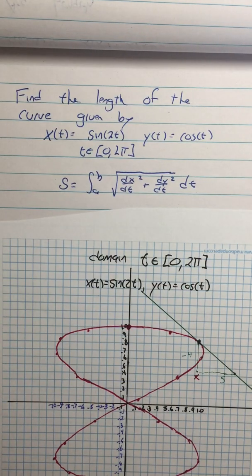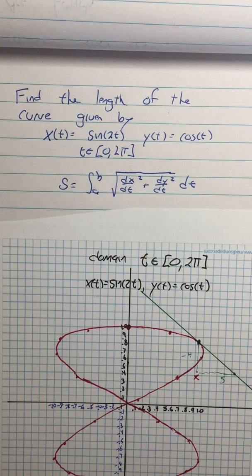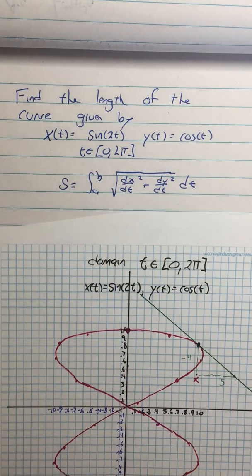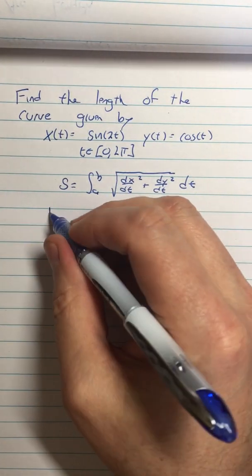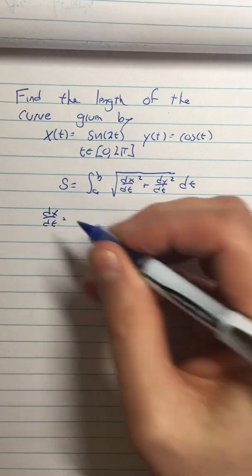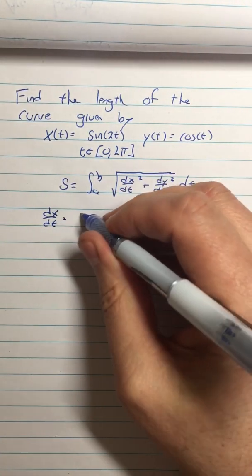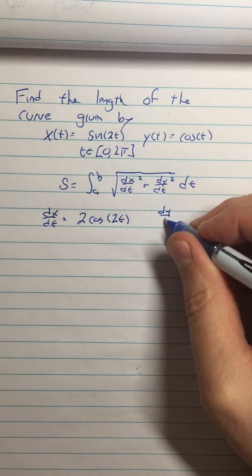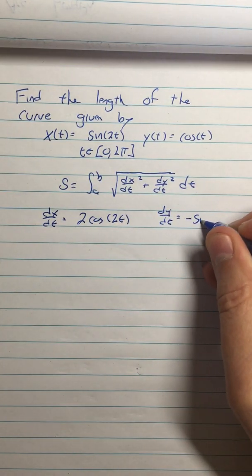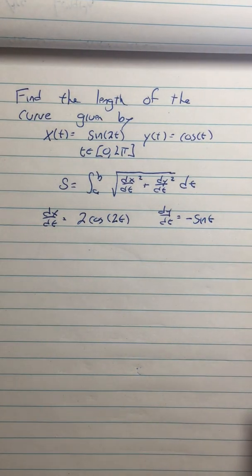All right, so let's go ahead and find the length of this curve. In order to do it, I need to know what dx/dt and dy/dt are, because this is my standard formula for this. So dx/dt is going to be 2 cosine of 2t, and dy/dt is going to be negative sine of t.